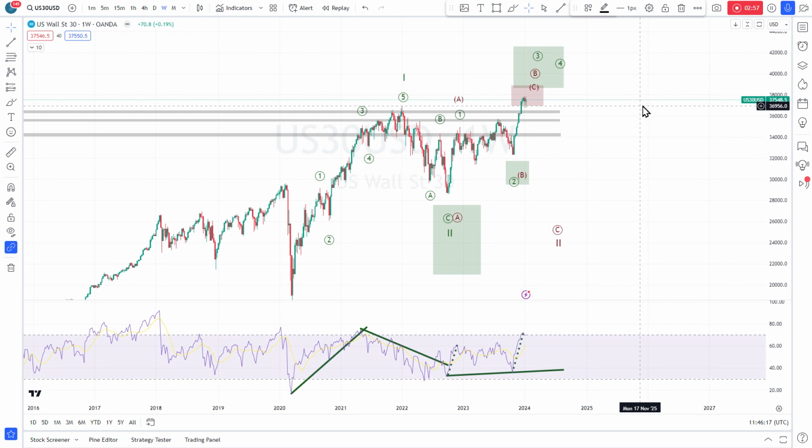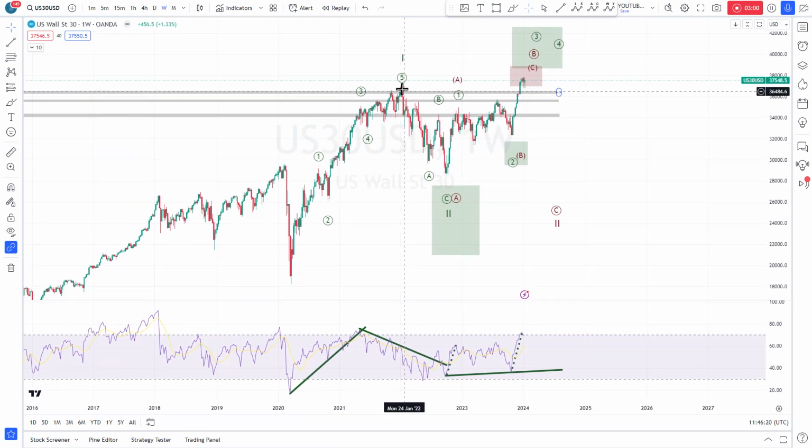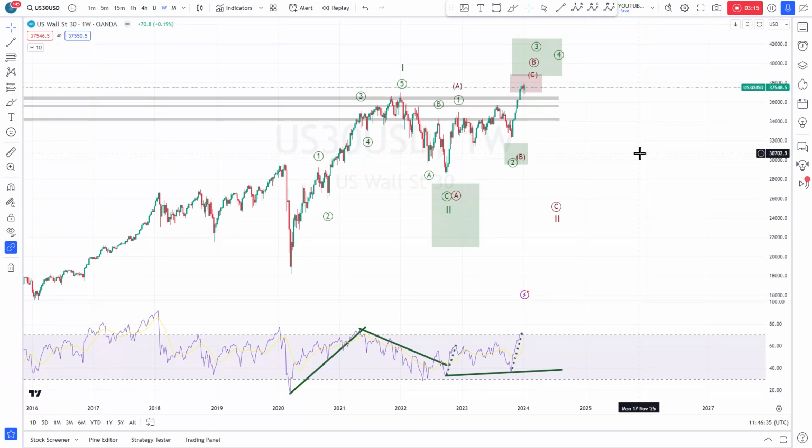So from an Elliott Wave point of view, this structure would be possible, A, B, C, but I prefer to focus on the bullish scenarios because of the higher high, higher low sequence in the higher time frame. We are bullish in the Dow Jones.